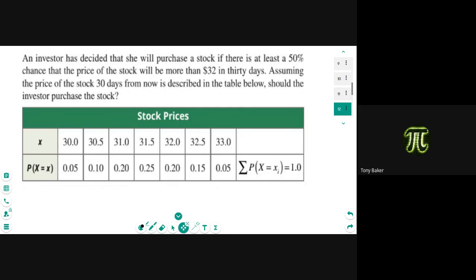An investor decides to purchase stock if there's at least a 50% chance that the stock price will be more than $32 in 30 days. Assuming the price of the stock 30 days from now is described in the table below. Yes, this is completely fictitious because you wouldn't have any specific probability for each of these. Should the investor purchase the stock?